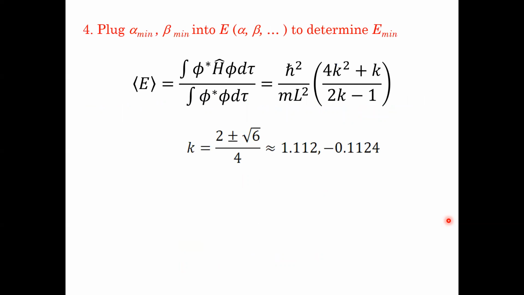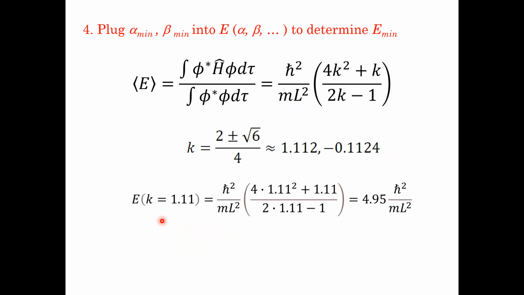Last but not least, I am going to plug those values back into my energy equation to determine E min. Here's my energy equation. It's a function of k. This was my value of k which minimized it. If I plug in k equals 1.11, I end up getting 4.95 h bar squared over ml squared. And if you compare that value to the true value, you will find that the energy associated with this trial function is only 0.3% bigger than the true energy.